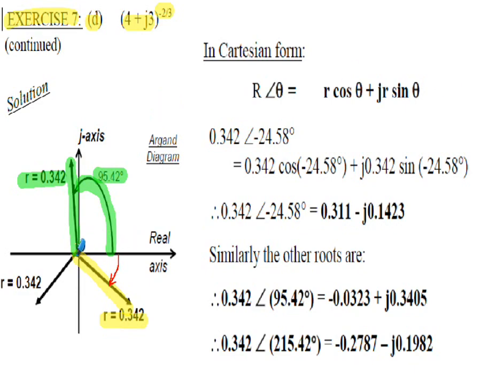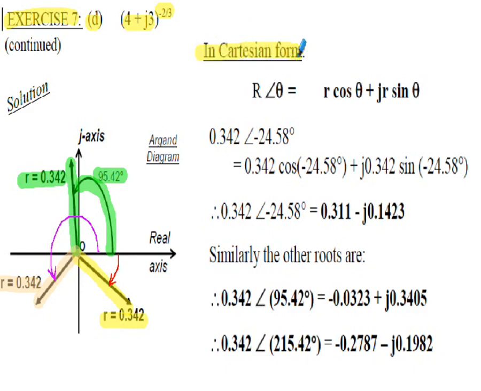In other words, solution 1 and solution 2 are 120 degrees apart. The third solution is shown here in the third quadrant of the Argand diagram. R is equal to 0.342, and that's at an angle of 215.42 degrees positive. The 215.42 degrees is shown here on the Argand diagram. All solutions are equally spaced at 120 degrees.